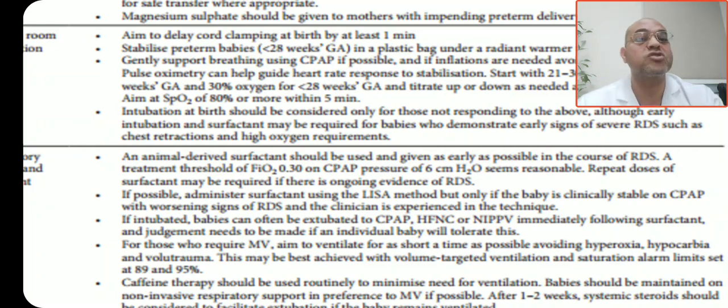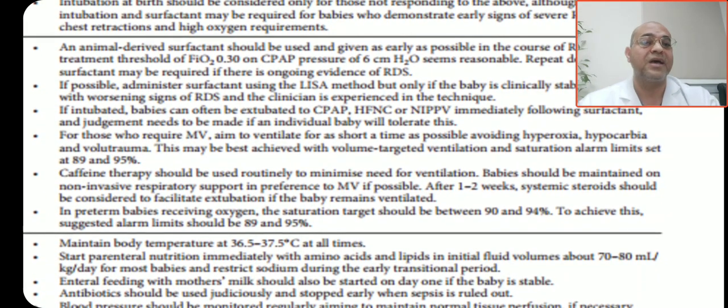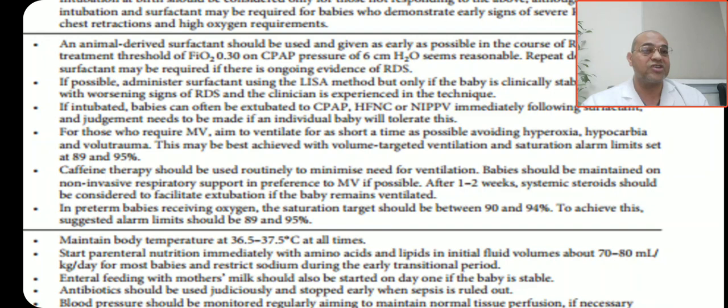But if the baby actually has severe RDS and you have to ventilate for a long period of time, you have to give medications to facilitate the extubation. What medication will help you facilitate extubation if the baby requires ventilation for more than 1 or 2 weeks? First of all, you have to give methylxanthine or caffeine. It will help minimize the need for mechanical ventilation. Another benefit of caffeine or methylxanthine is that it prevents apnea of prematurity, and it also helps to prevent extubation failure.